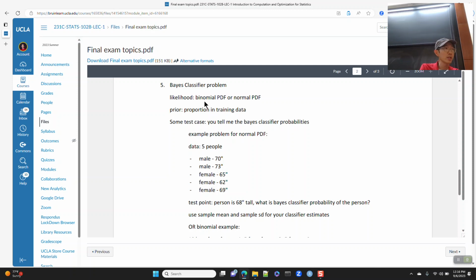For a Bayes classifier, to get your posterior probability, you need the likelihood, you need the prior probability, and then you'll need to calculate the marginal probability. The likelihood will come from either a binomial distribution or a normal distribution.